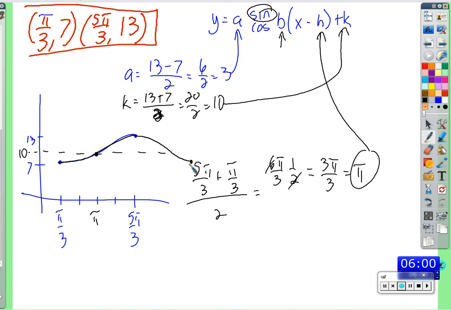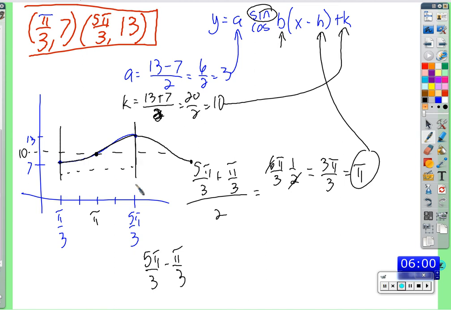10 pi over 3? Not quite. That would be if this went from 0 to 5 pi over 3, and then double would be 10 pi over 3. 7 pi over 3? 8 pi over 3? It should be a multiple of 2, right? If it's twice as big as the distance we see here. So see how far it is from here to there? That would be 5 pi over 3 minus pi over 3. That's the distance from here to there.